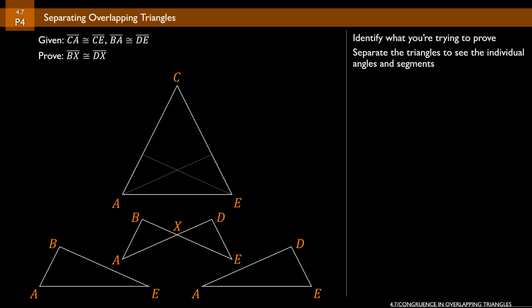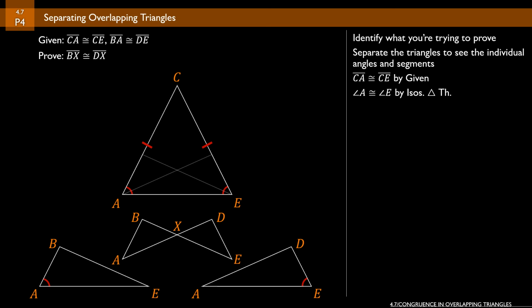And we're going to start with our given. So our given is that segment CA is congruent to segment CE. Now this is on the large original diagram. So now we can see that we had an isosceles triangle on the original diagram. If we know that we have an isosceles triangle on the original diagram, then that tells us that angle A and angle E have to be congruent by the isosceles triangle theorem.